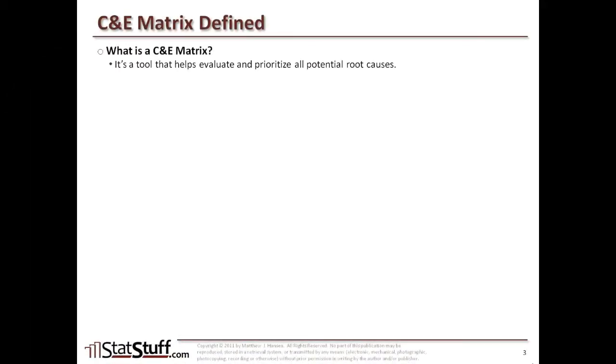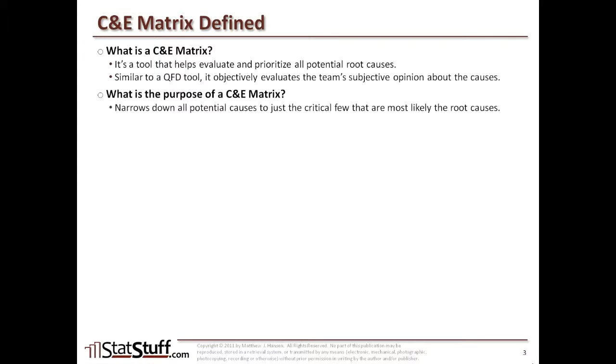Okay, now let's begin to define what the C&E Matrix is. The C&E Matrix is a tool that helps evaluate and prioritize all potential root causes that were identified in some of the original documents, like the C&E diagram and the 5 whys tool. It's really similar to a QFD tool, where it objectively evaluates the team's subjective opinion about the causes that have been identified. So what's the purpose of the C&E Matrix?